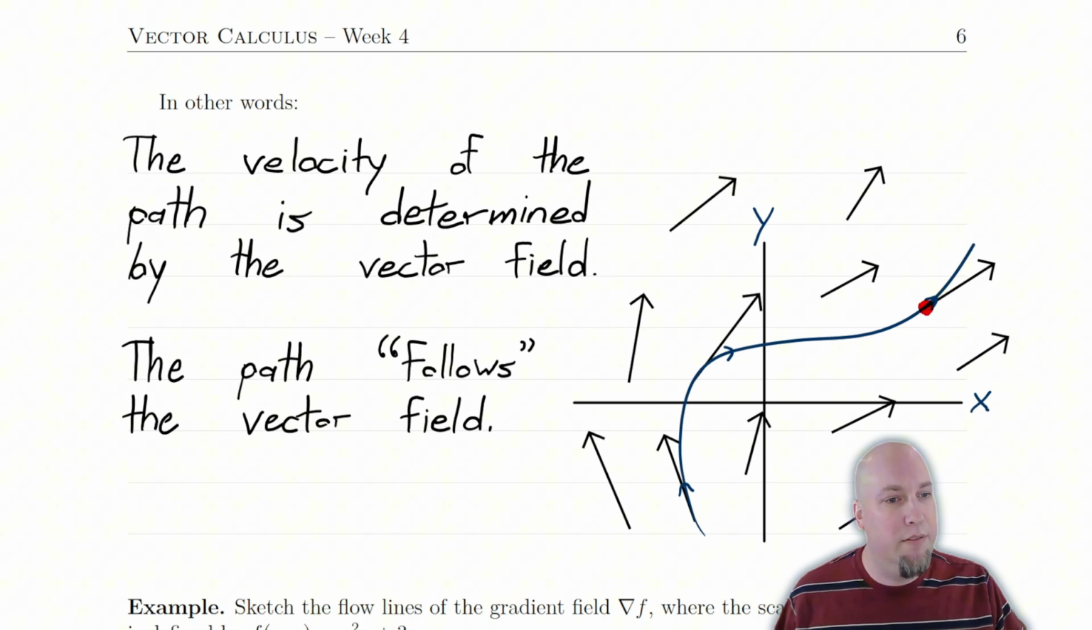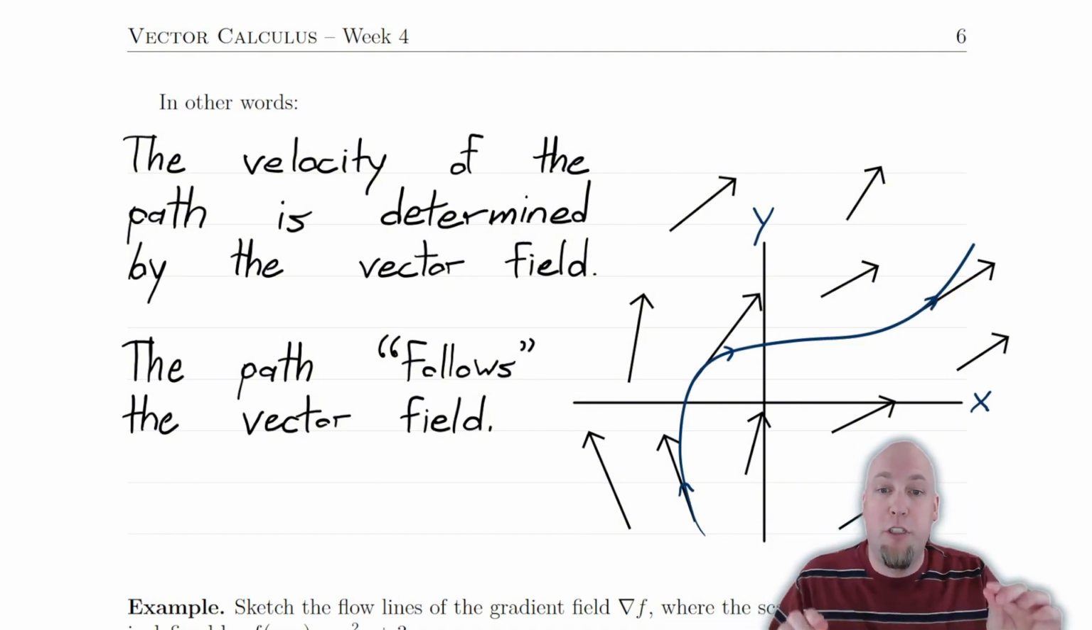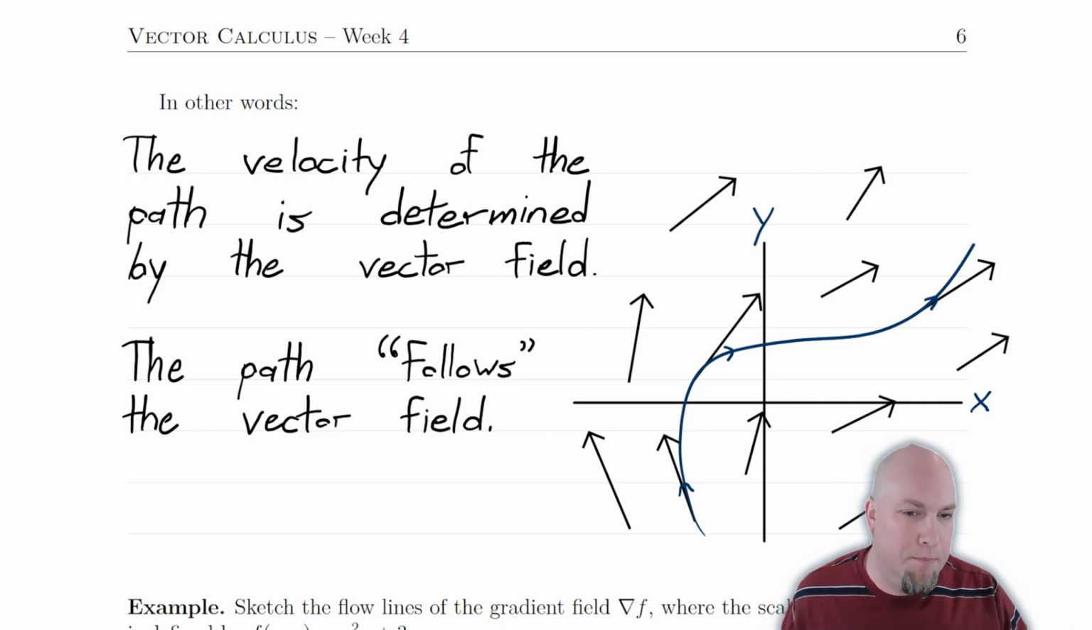If I ask what's the vector field doing here? Pointing off to the right. And what's the particle doing here? What's its velocity vector? Also pointing off to the right. Great, that's what should happen on a flow line.